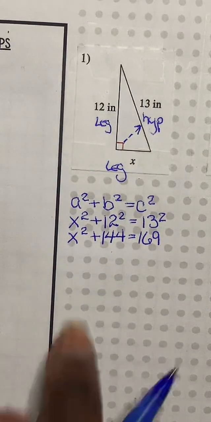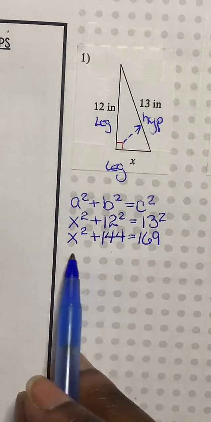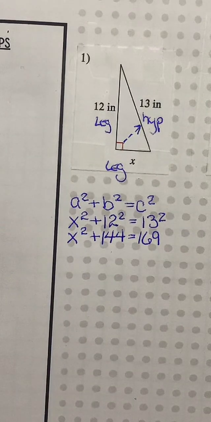Okay. So now we're looking for our unknown side. So how do I get my x squared by itself? What do I have to do to both sides? So what do I have to do on both sides?